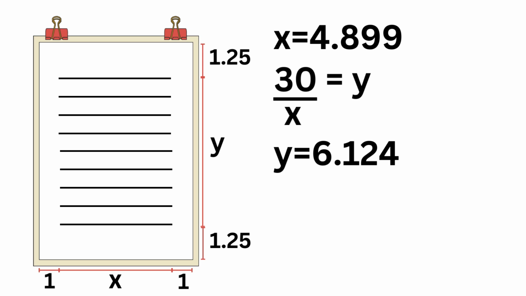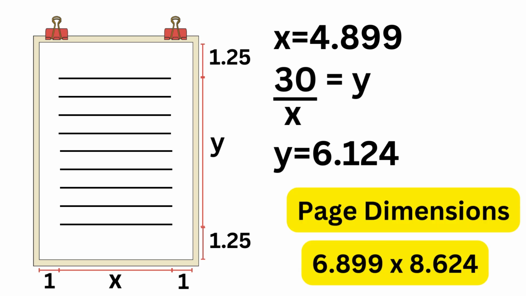So the bottom width would be 4.899 plus 2, so we would get 6.899. And then we need to add 2.5 to our y value, and we would get 8.624. So the answer would be 6.899 by 8.624.